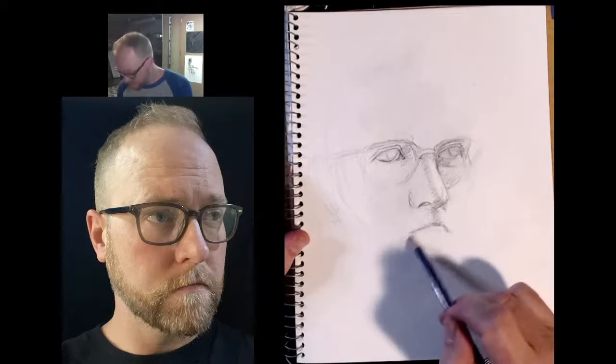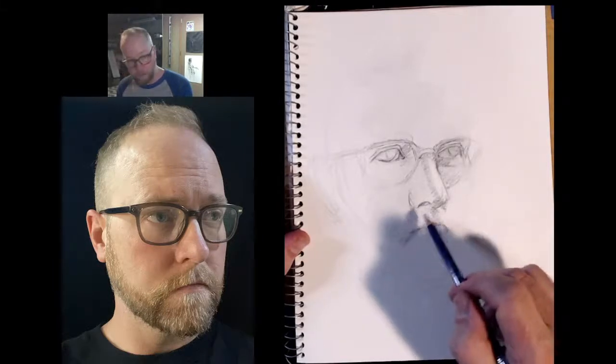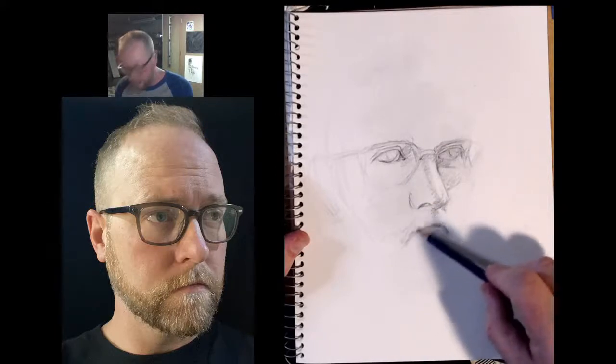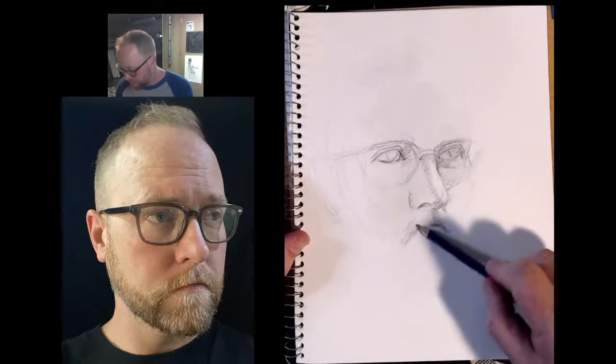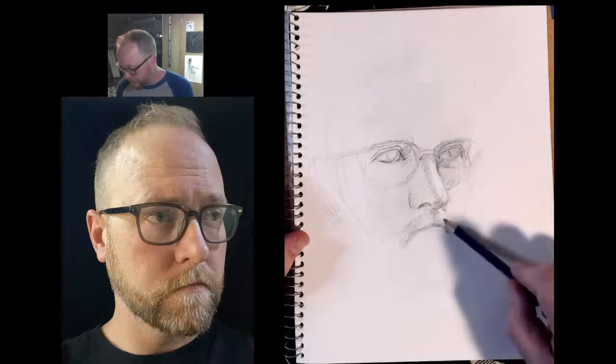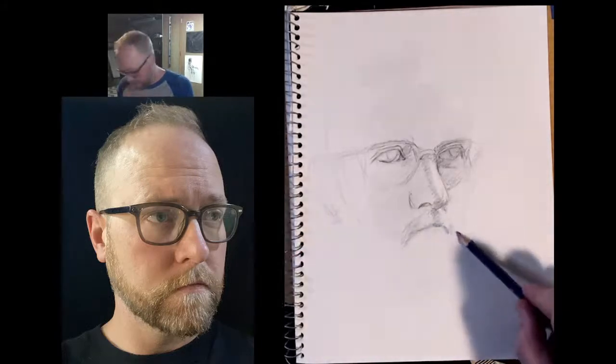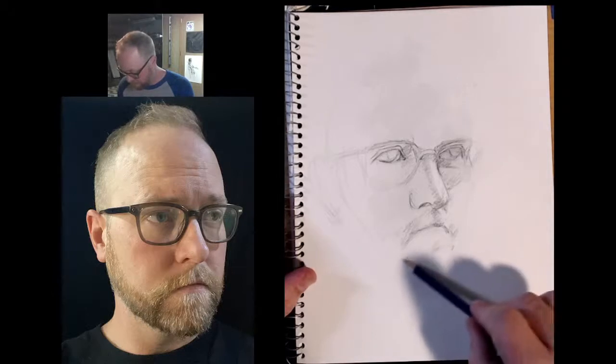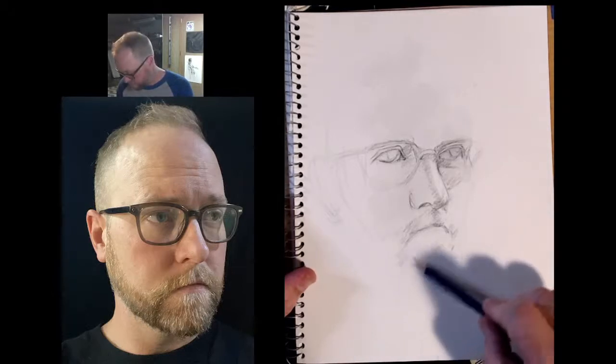I can't see my upper lip very well in this drawing because of my beard, so I'm not worrying about that. I'm trying to get the shape of the dark space of how my mouth meets into my mustache and makes this overall shape. And I'm just going to drag this down a little bit too. A little bit of shadow in there, and a little shadow over here.